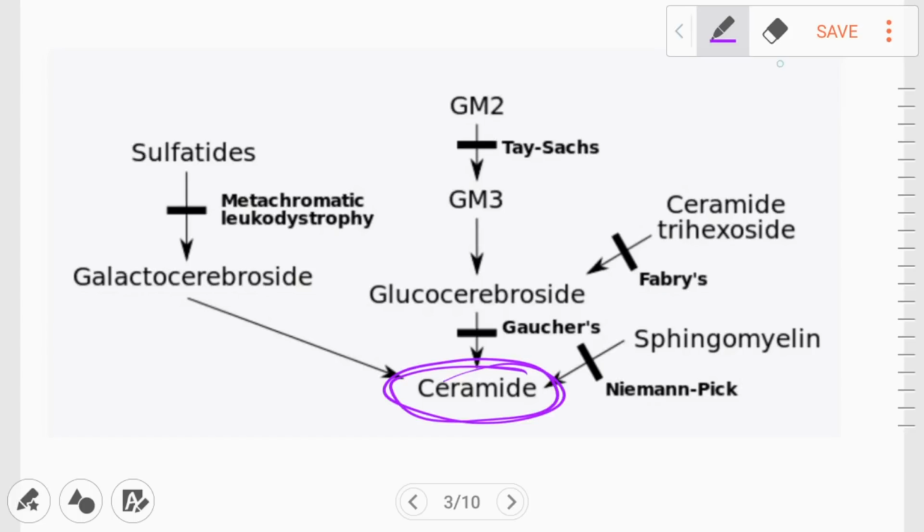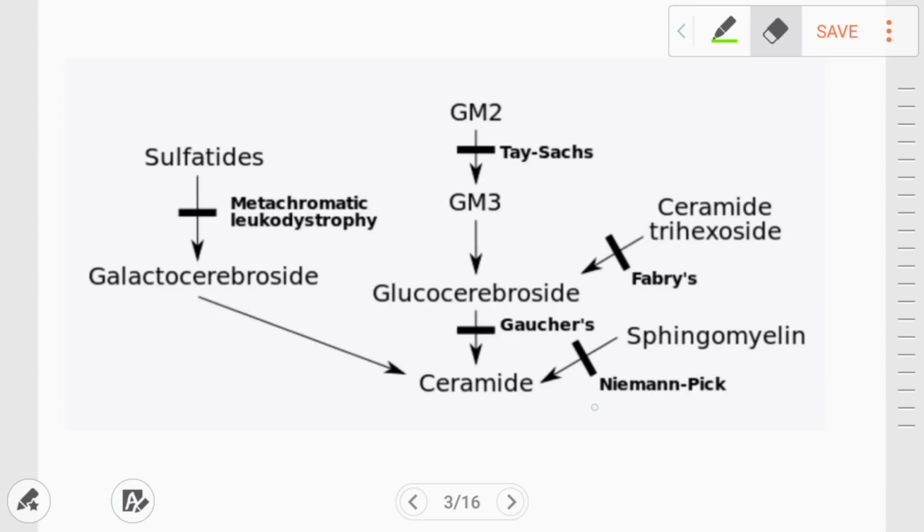What disorder that is depends on what level of this diagram the defect is. And throughout our discussion, we will refer to this diagram here to make sure we understand the subject. So let's start our discussion by talking about the first disorder in the list, called Niemann-Pick disease.